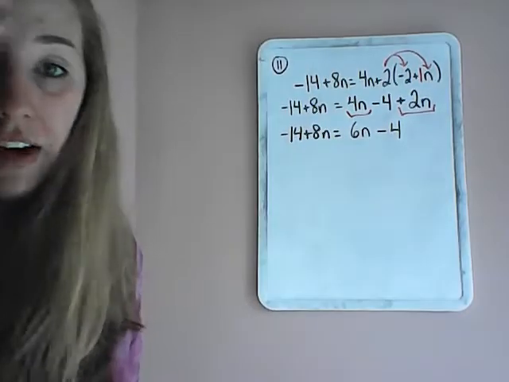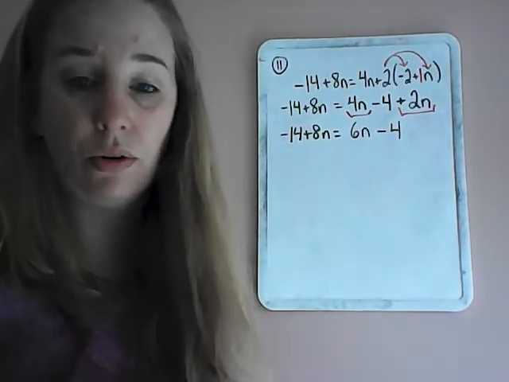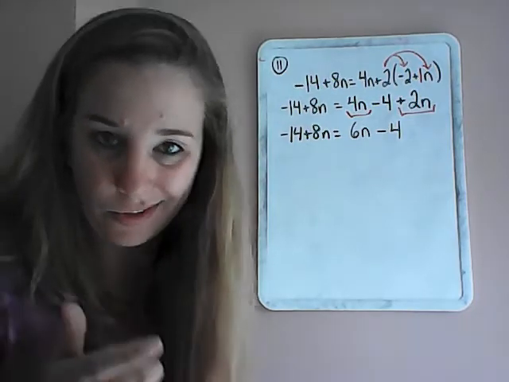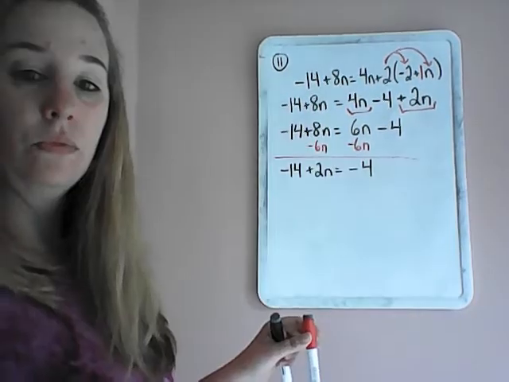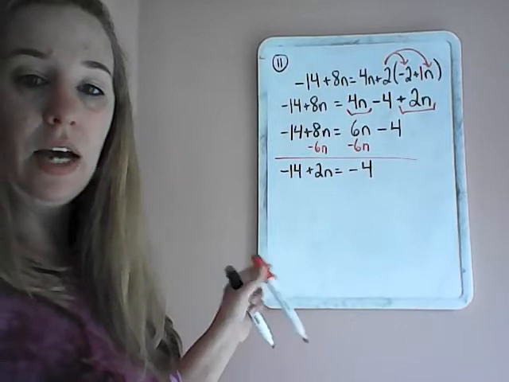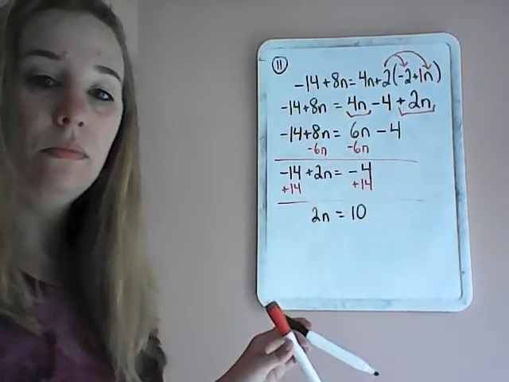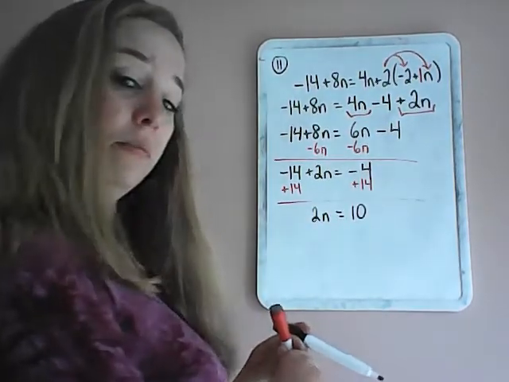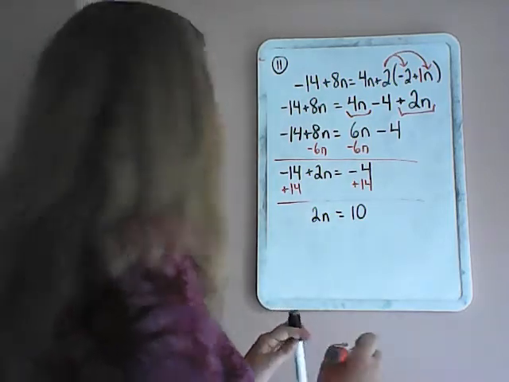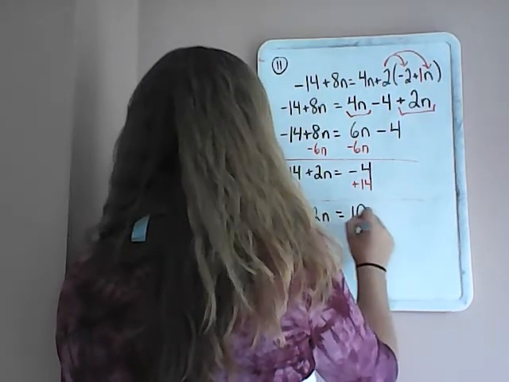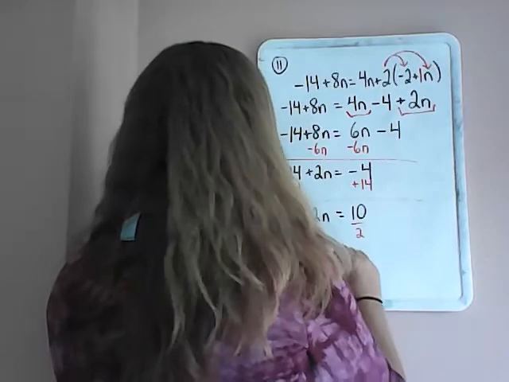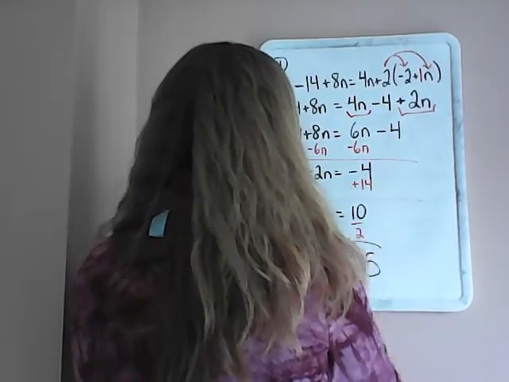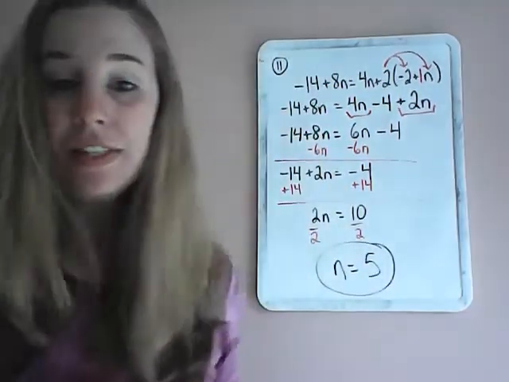All right, I'm going to pause here. See if you can get all your variable terms to one side and your constant terms, just regular numbers, to the other. Variables on one side, pause if you need to. Constants on the other, pause if you need to. And then we divide by 2. Therefore, n equals 5. I will see you guys in class.